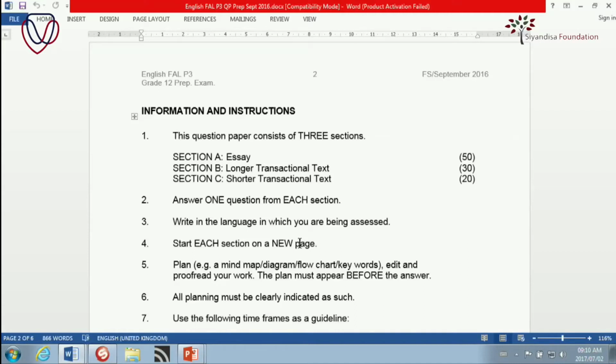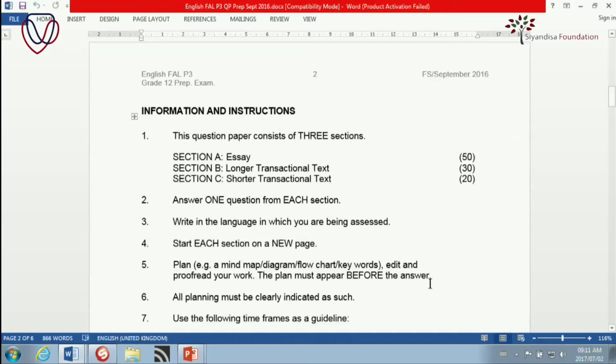And what's more, do your planning. Each section of planning should be on a page by itself. You are not going to fill up that book. And if you do fill up that book, don't worry. The invigilator will give you another one. So don't be shy to use space. Don't be shy to start on a new page, each section that is.